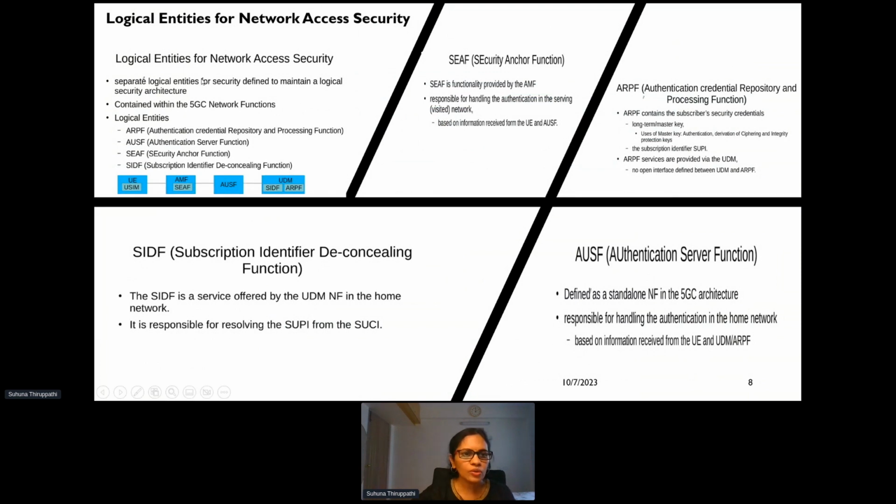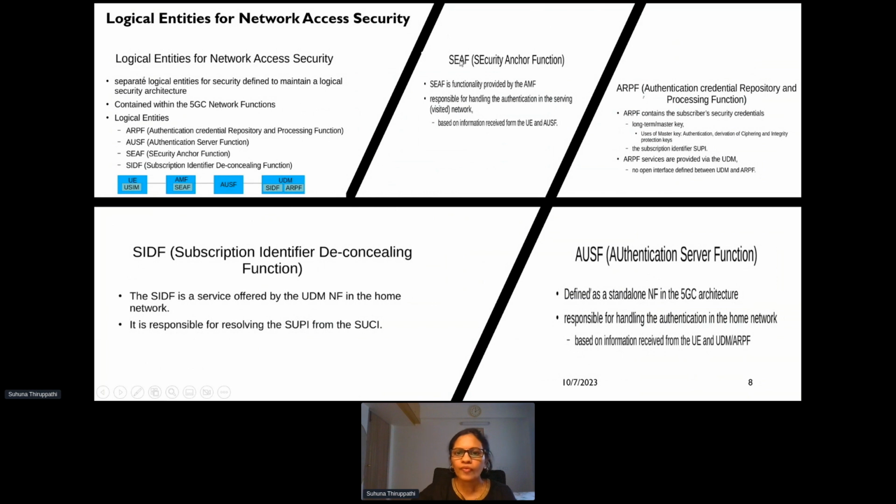Now let's look at logical entities that are being used for the network access security, the first security, which we were discussing in the previous slide. So the logical entities for the network access security, these are the logical entities that are being used: ARPF, which is Authentication Credential Repository and Processing Function, AUSF, which is Authentication Server Function, SEAF, Security Anchor Function, and Subscriber Identifier Deconcealing Function. SIDF is the Subscriber Identifier Deconcealing Function. We will look at everything in detail.